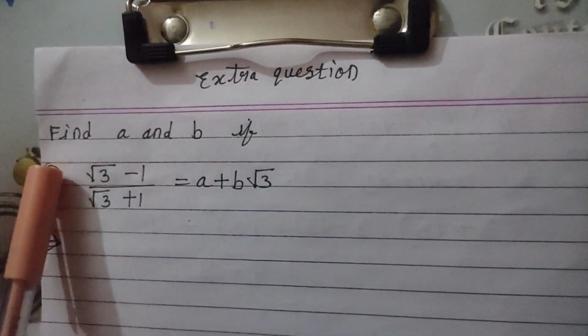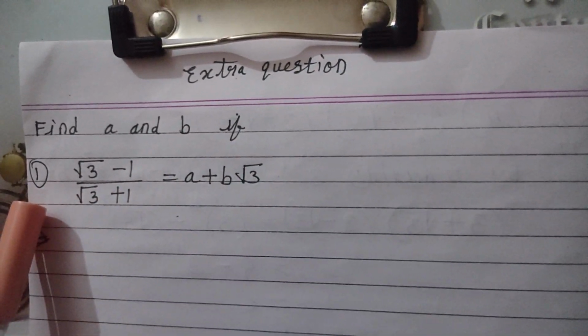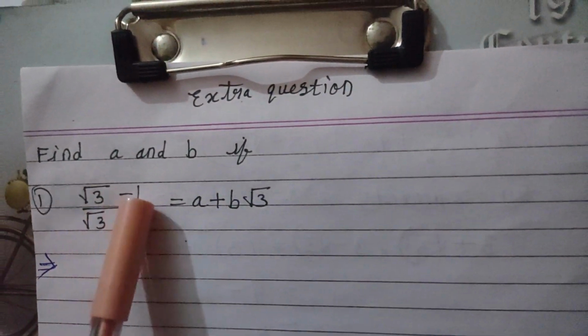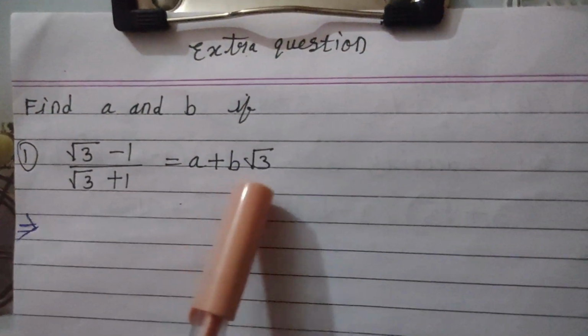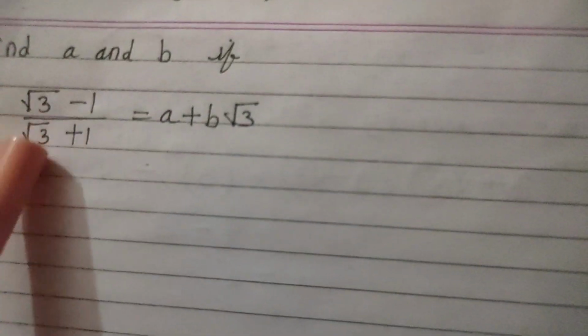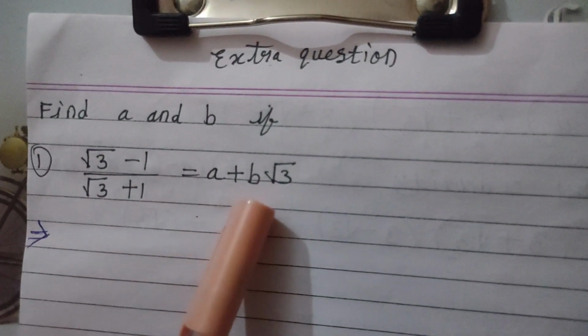Okay, this is a very important question. Find a and b if (root 3 minus 1) upon (root 3 plus 1) is equal to a plus b root 3. This means the left hand side is equal to the right hand side, so we have to find the values of a and b.